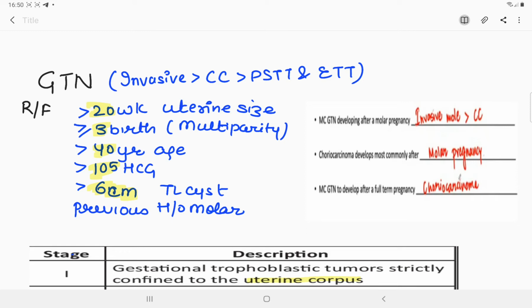Let's discuss the risk factors. We will discuss the risk factors by the mnemonic of 2, 3, 4, 5 and 6. More than 20 weeks of uterine size, more than or equal to 3 births, that is multiparity, more than 40 years of age, more than 10 raised to power 5 HCG level, more than 6 cm of theca lutein cyst, or a previous history of molar pregnancy.